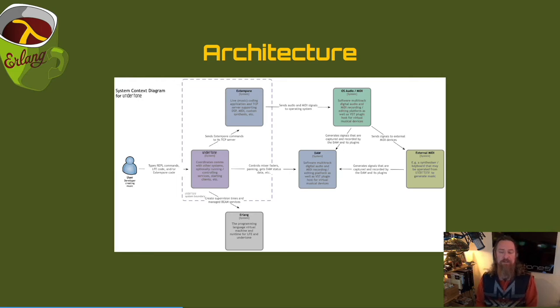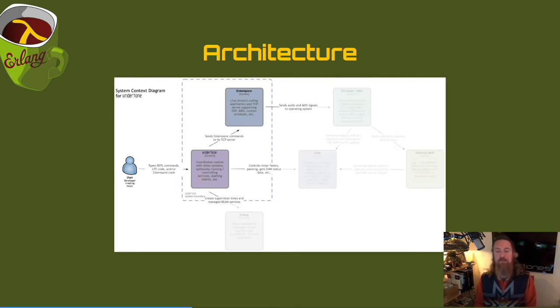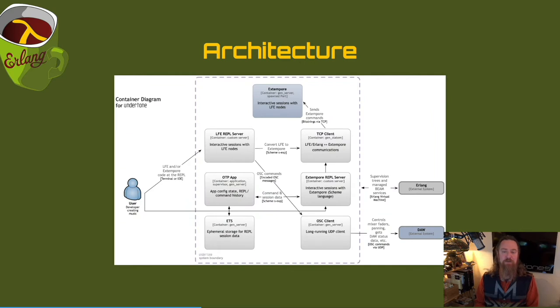If we zoom in on the section within the dashed purple border, we can see a little more of how Undertone pulls systems together. This particular view of the architecture shows which Undertone, LFE, and OTP components are connected to each other and how. The gray box in the middle right is what you will be seeing during the demo. It represents a custom Extempore REPL written in LFE that has its own commands that are separate from the LFE REPL. Note that everything within the purple dashed boundary except the Extempore component has been written in LFE.